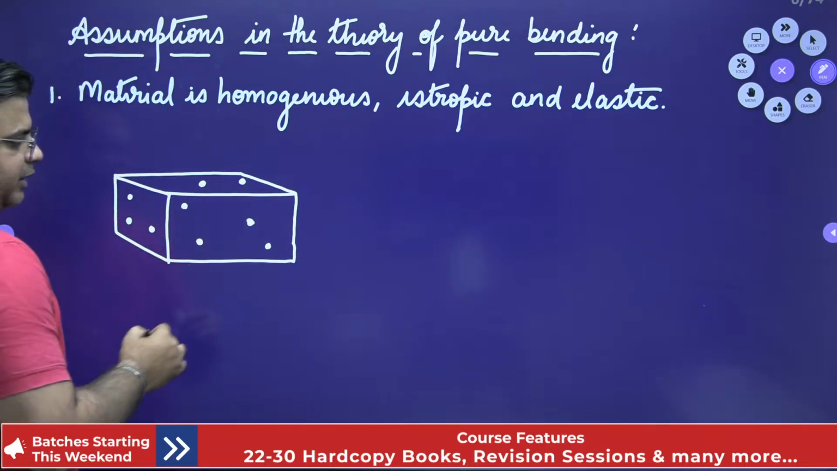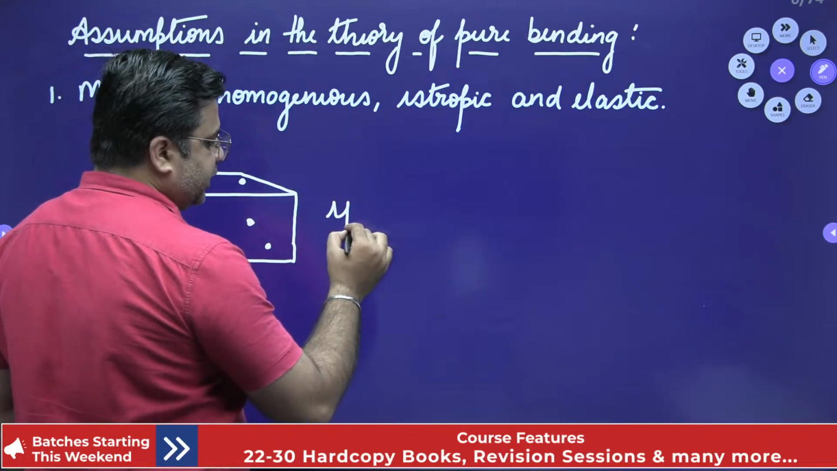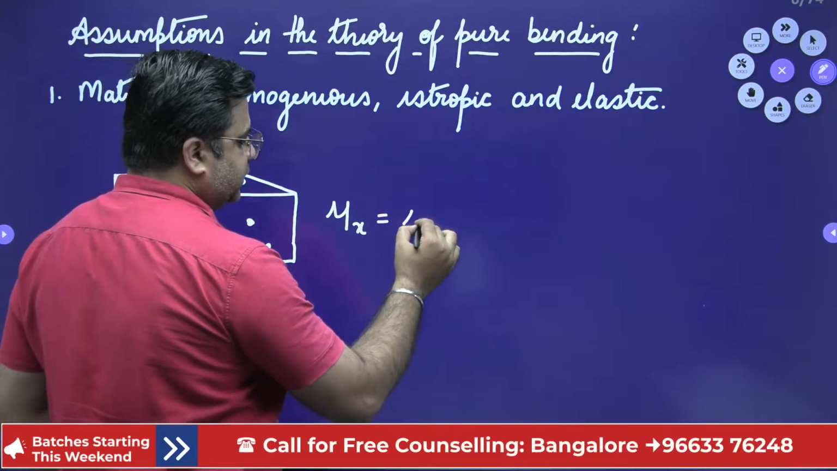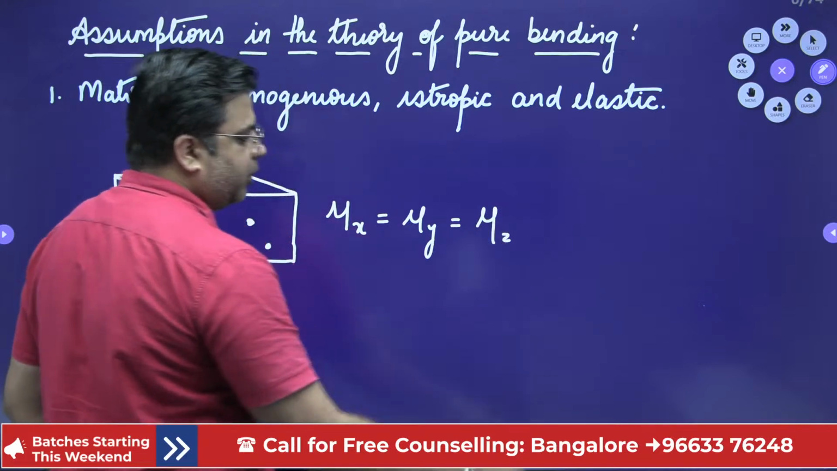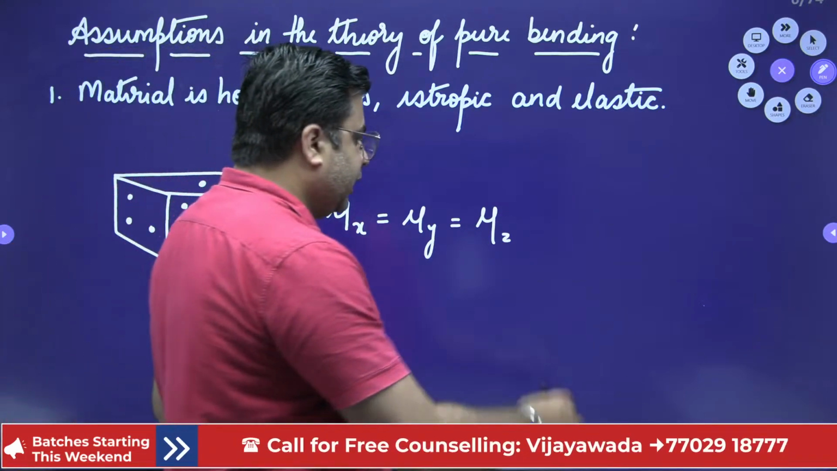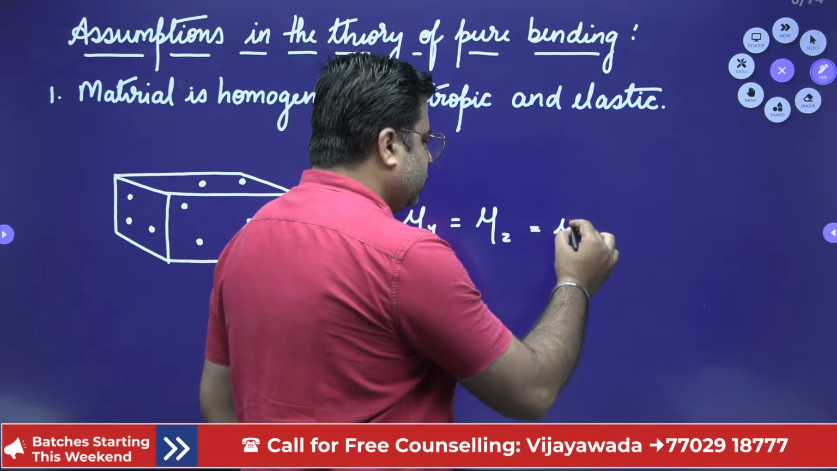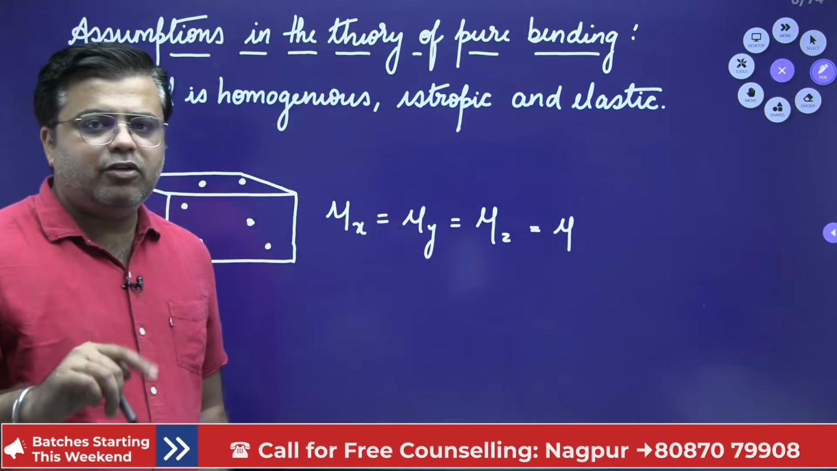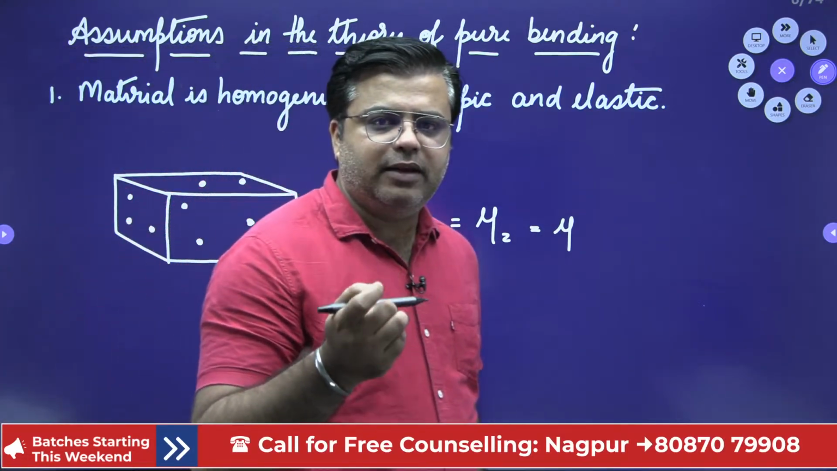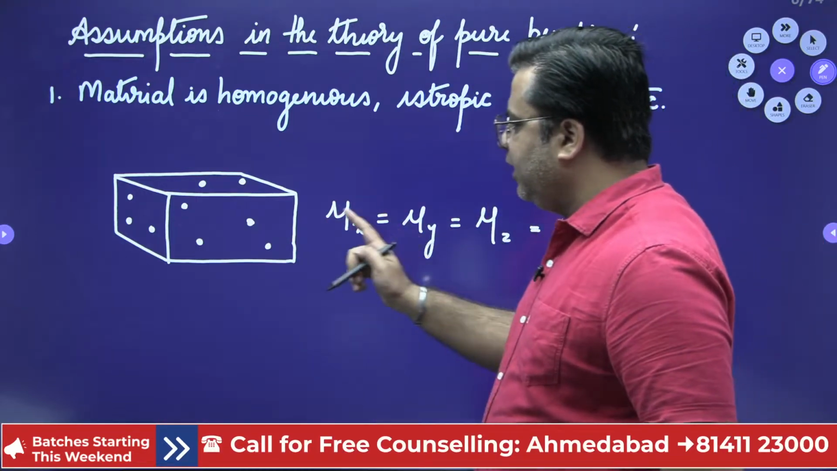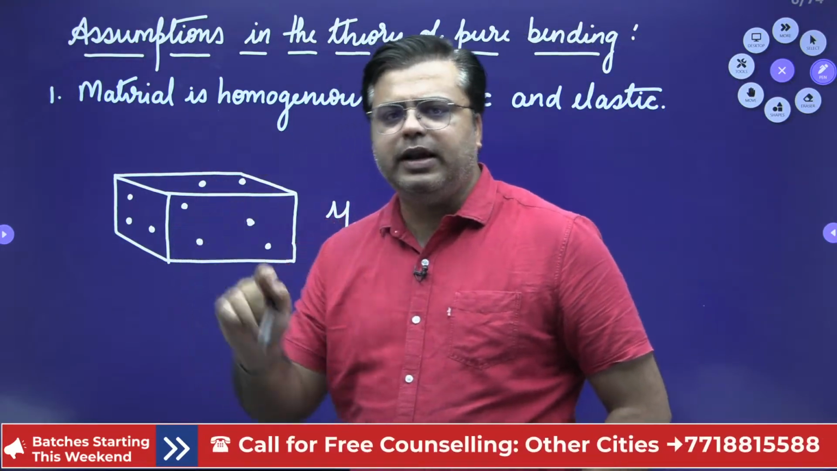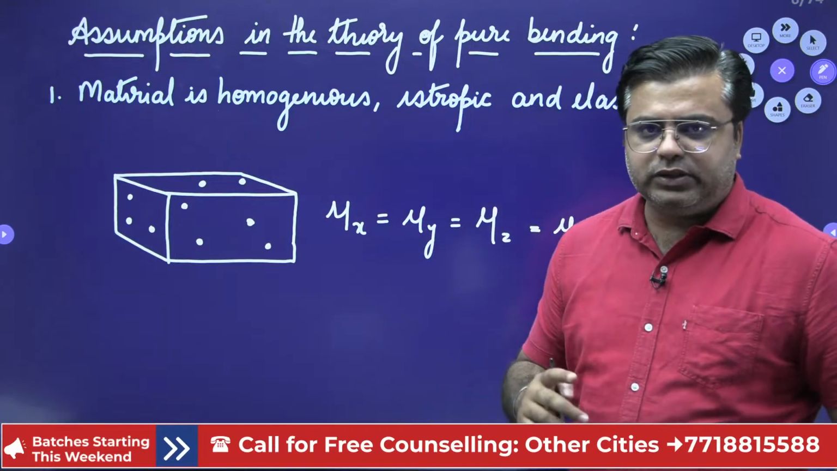It means that if I talk about the Poisson's ratio along x direction, it will be equal to Poisson's ratio along y direction, which will be equal to Poisson's ratio along z direction, and this will be equal to mu. So only one value of the property of the material will be given to us, and that value will remain constant for all the directions at all the points.